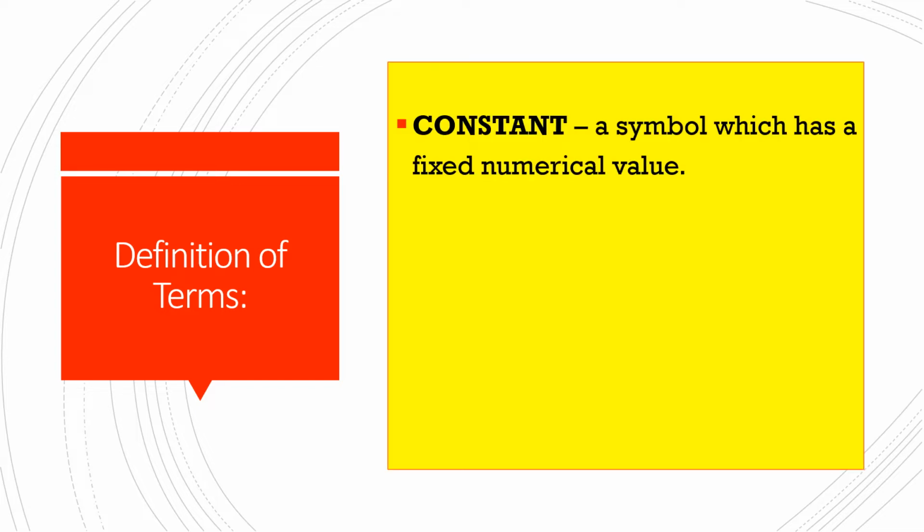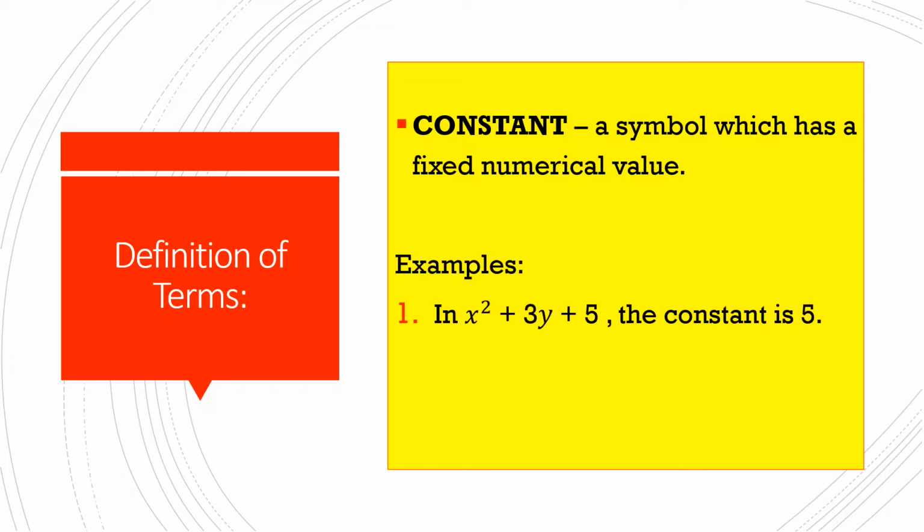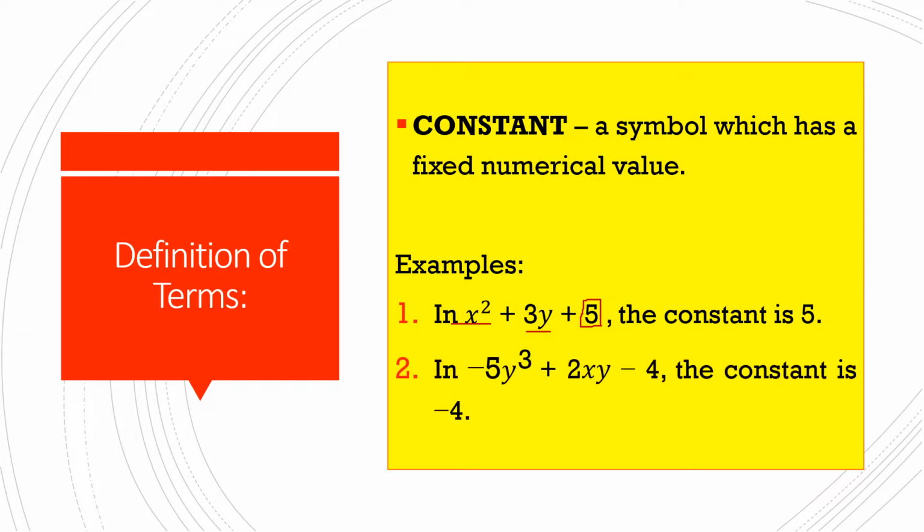Next, we have the word constant. It is a symbol which has a fixed numerical value, so it doesn't change. For example, in the expression x squared plus 3y plus 5, the constant there is number 5, since 5 will always be the same even if the values of these two terms change. The same with number 2, our constant is the third term, which is negative 4. So negative 4 will always be negative 4. It doesn't change in value.